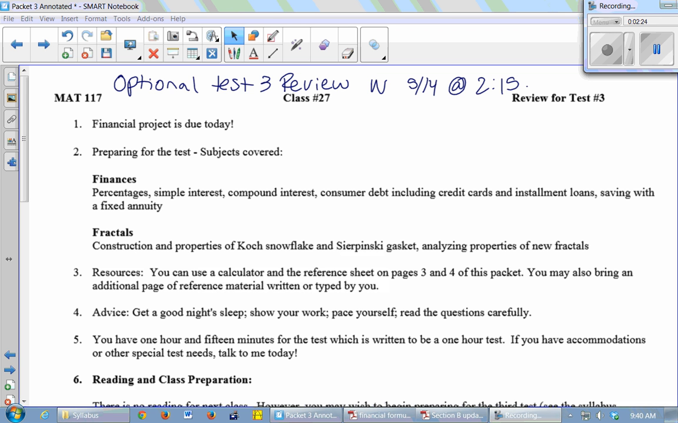And then for fractals, you need to know how to construct the Koch snowflake and the Sierpinski triangle, and know about some of the properties of those things. Okay, so what is its perimeter, what is its area at certain steps and at the final result. And I also could give you a new fractal like your homework did and ask you to analyze it somehow, think about its perimeter, think about its area.